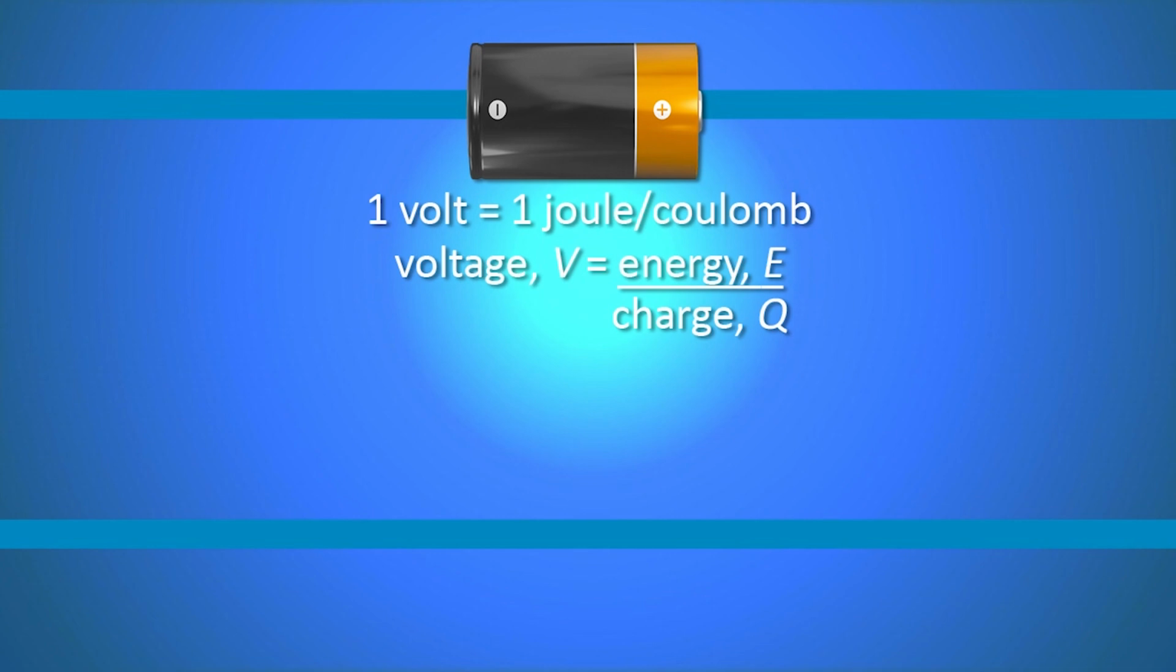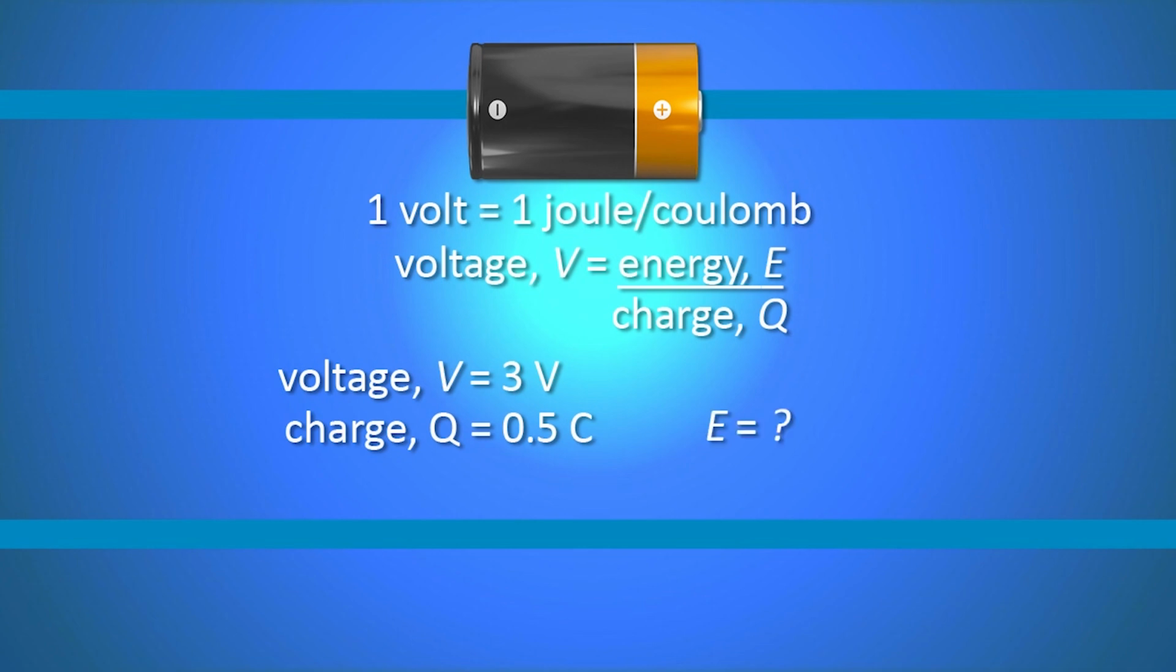One final example calculation. A cell has a voltage of 3 volts. How much energy is transferred to half a coulomb of electrons? Pause the video and have a go at this one yourself.